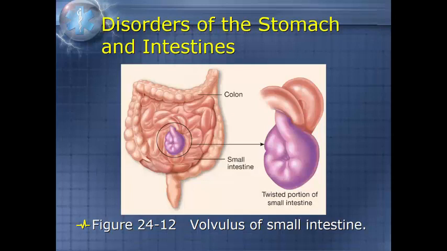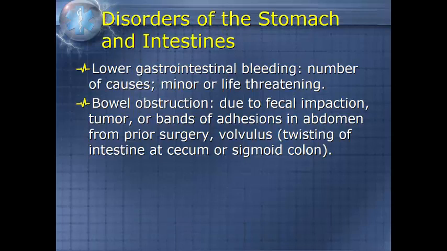A volvus or a torsion here. This is where you have a twisted portion of the small intestine, and when it does, it causes ischemia and it lowers or it blocks off blood supply to that affected portion of the intestines. This is a potentially life-threatening problem.